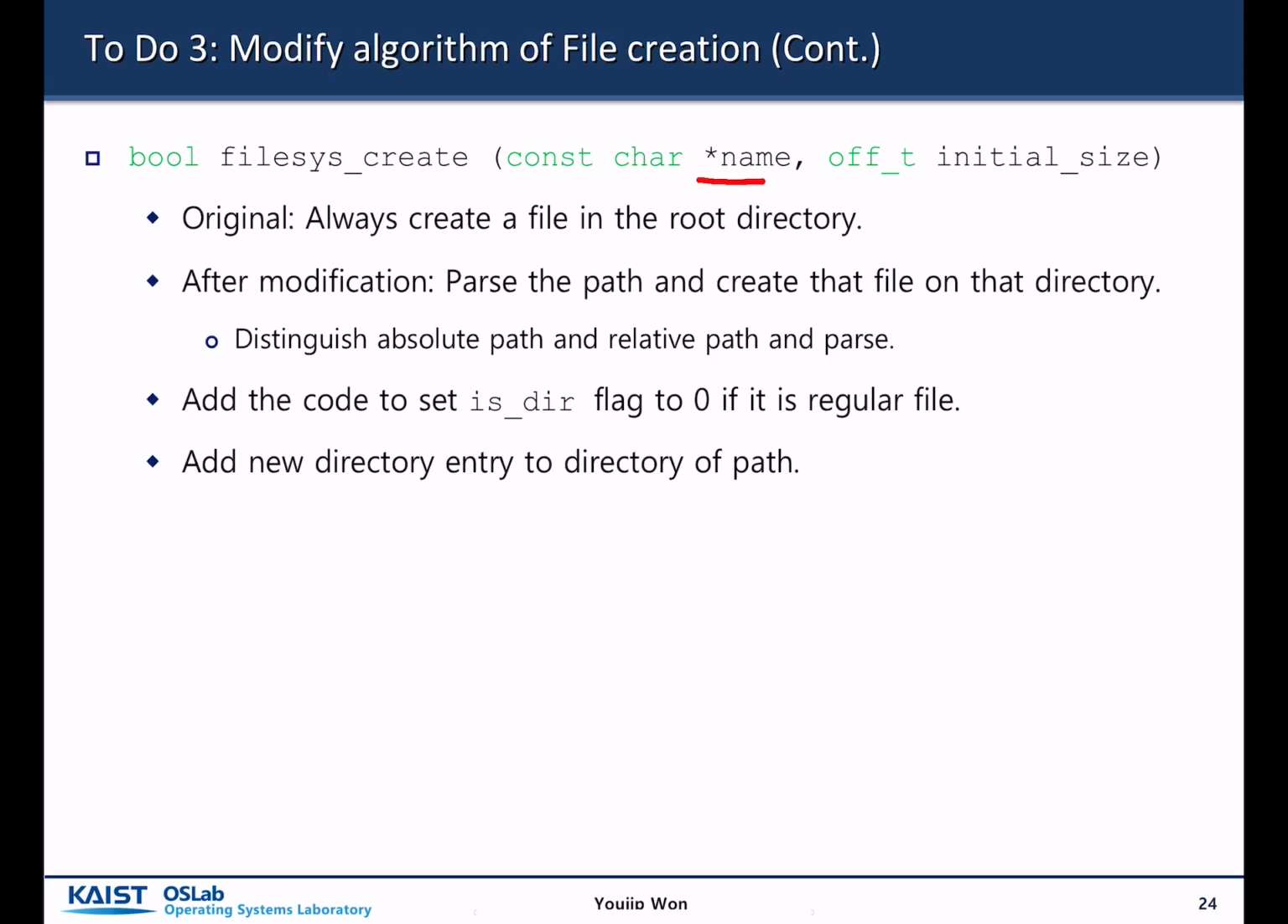So this is the name of the file. And then in Pintos, you specify the initial size of the file. So in reality, in Pintos, you always have to create a file in the root directory. But after modification, first you have to parse the path and then create the file in that directory. So, of course, as I mentioned before, you have to distinguish absolute path and relative path and parse. When creating a file, you have to add the code to set a flag is_directory. This is the name of the flag you may have added to denote whether the current file is a directory or not, and set it to 0 if it is a regular file. And of course, you have to add a new directory entry to the directory path.